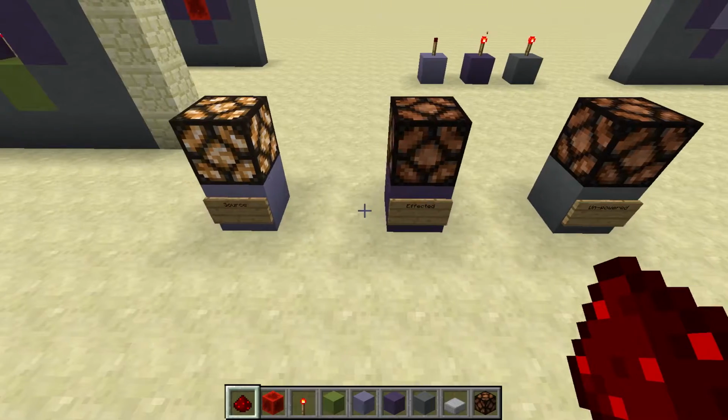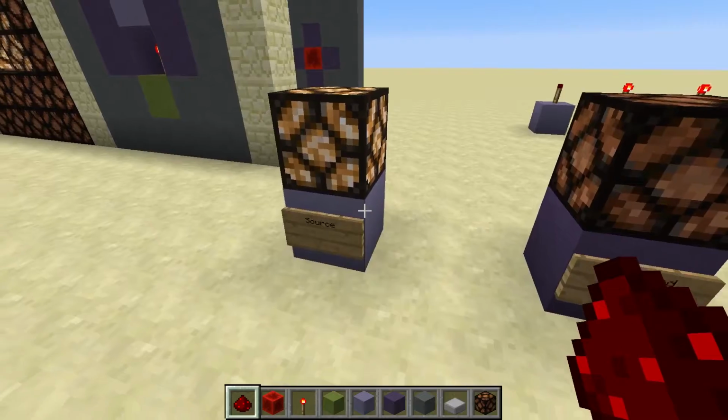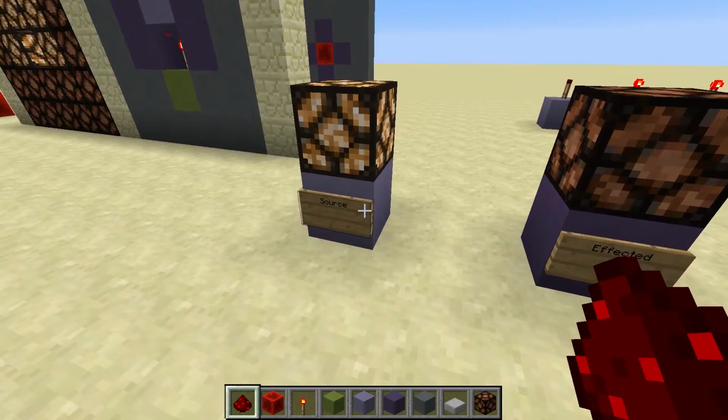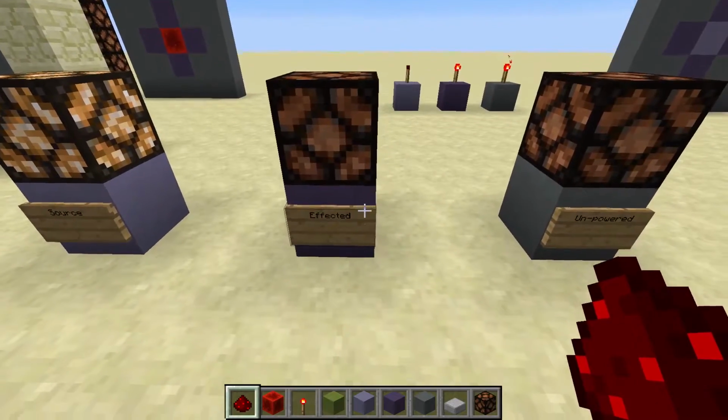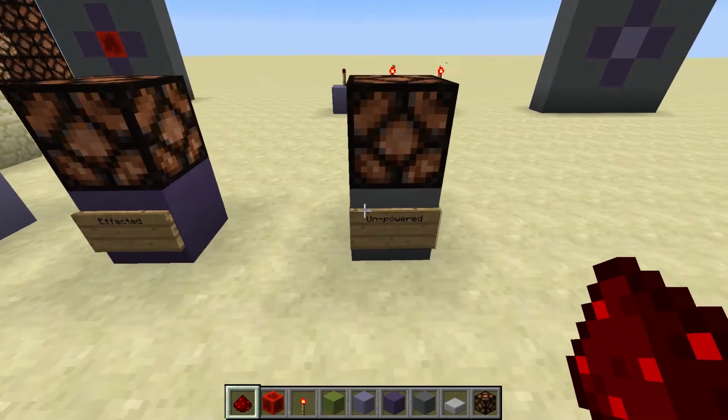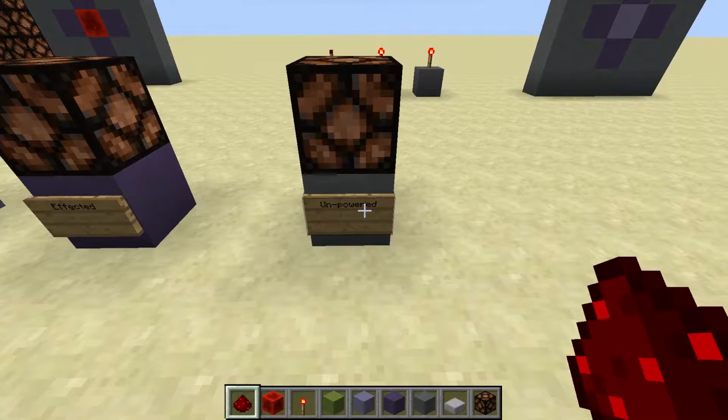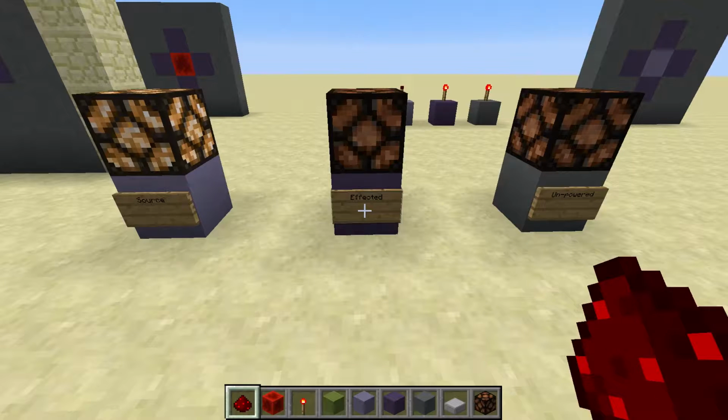For the rest of this video, we will be using light blue stained clay to represent source blocks, blue stained clay to represent affected blocks, and cyan stained clay to represent unpowered blocks. We could theoretically use any blocks in the game for this, but for the sake of convenience and ease of understanding, we will be using these three.